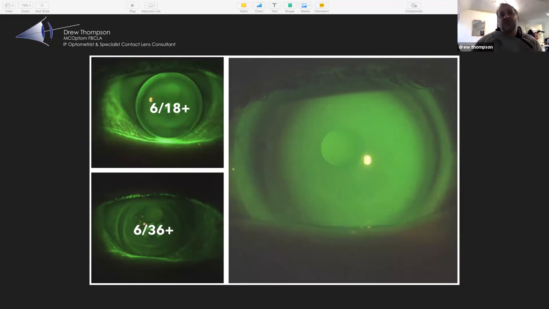So vision with her RGP lens in is 6/18 plus. Vision without wasn't much worse, 6/36, but with a mini scleral lens, we're managing 6/7.5.